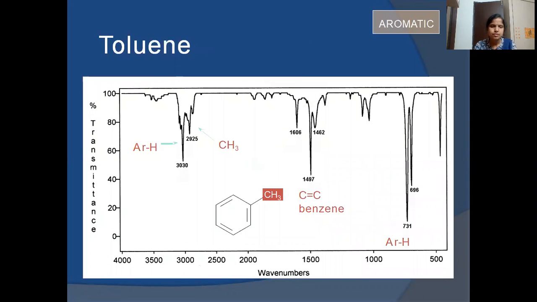Then toluene, same thing again. So just above 3000, this is CH3 group. Then C double bond C at 1497, 1606. So this gives information about the benzene ring. When we are saying it is a benzene ring, you have to look for the bands below 900, right? So here you can see bands below 900, which are medium to strong bands. So that gives information that it is an aromatic compound.